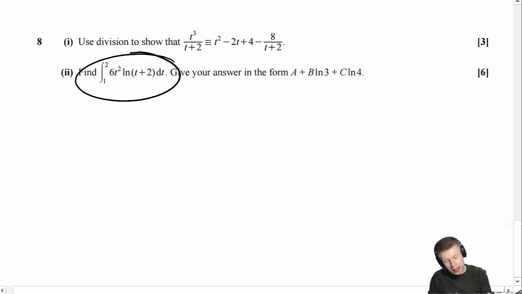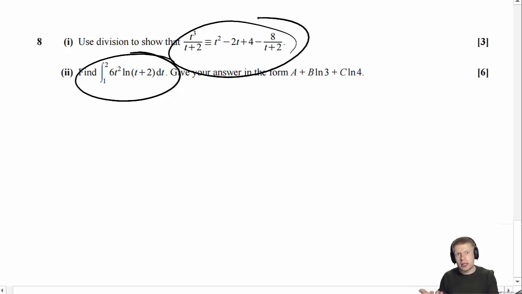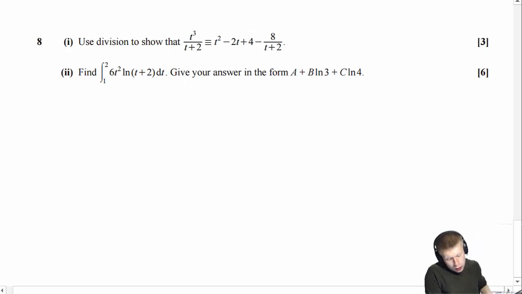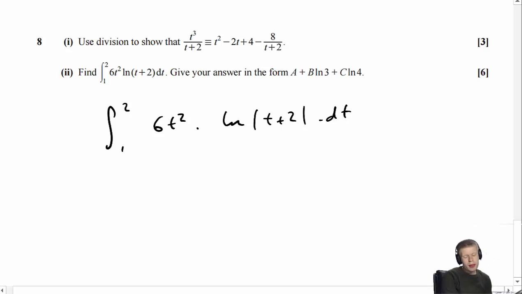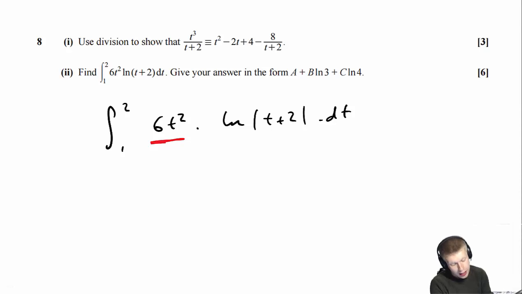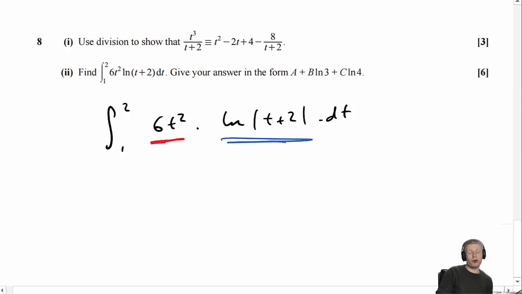So basically, let's just go ahead and try and work this out, and then we'll eventually call on this, I reckon, at some point. So we're asking ourselves, what is the integration between 1 and 2 of 6t squared multiplied by the natural logarithm of t plus 2 with respect to t? Okay, well, look at that. I don't know how to integrate a natural logarithm, all right? And if you also look at that, I've got a function involving t, 6t squared, and another function involving t, a natural logarithm of t plus 2. So I've got two functions involving t being multiplied together.